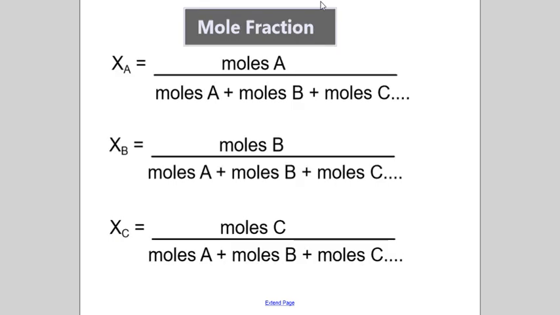We can also do mole fractions. Mole fractions are usually written as x with a subscript for whichever gas you're talking about. So gas A versus gas B versus gas C. If you know how many moles of gas A you have, you can divide it by the total moles of the entire system to get the mole fraction of gas A. Do the same thing with B, do the same thing with C.